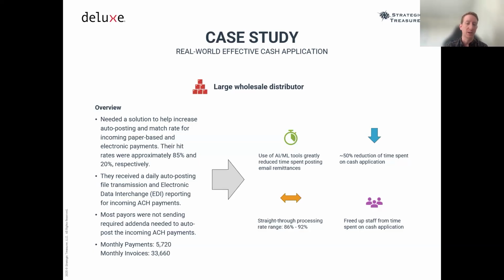And their straight through processing rate went from 86 to 92%, depending on the month when we were looking at it. So again, this is just freeing up employees to do other tasks or focus on other pieces. And it was great to see that level of reduction in the manual time spent applying cash.